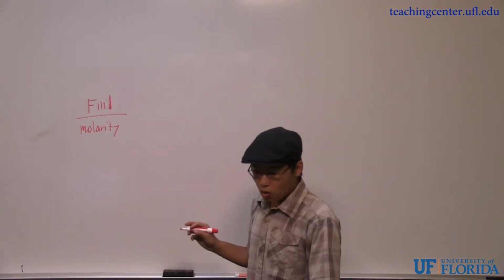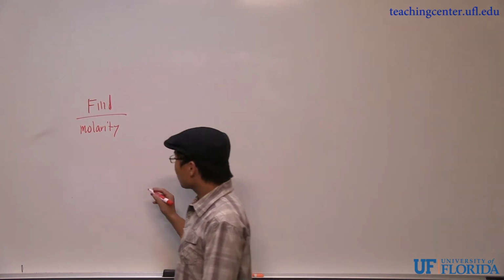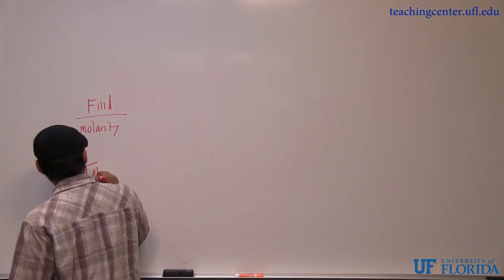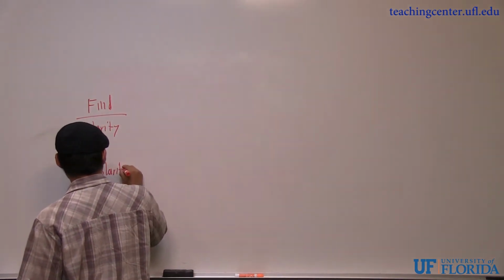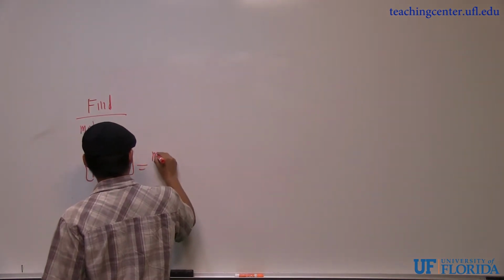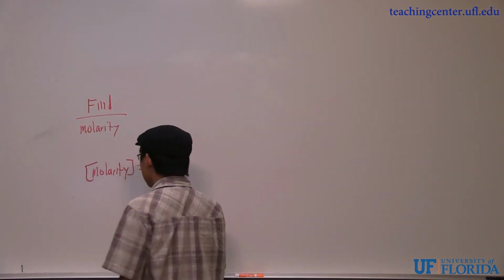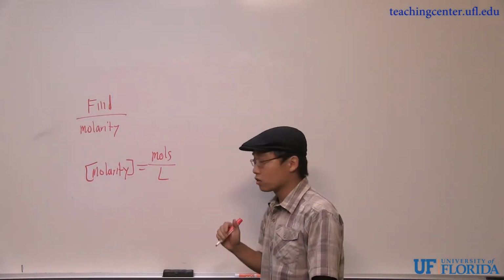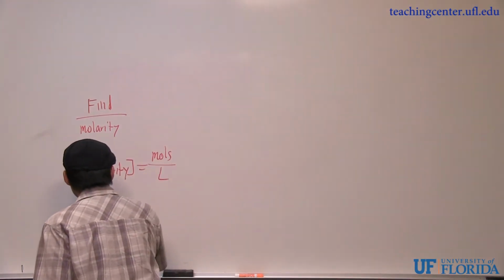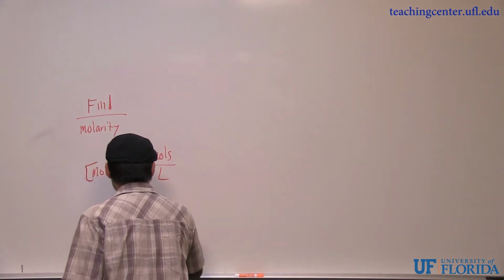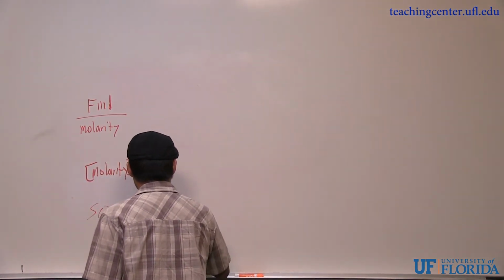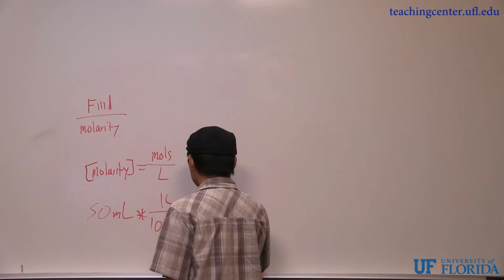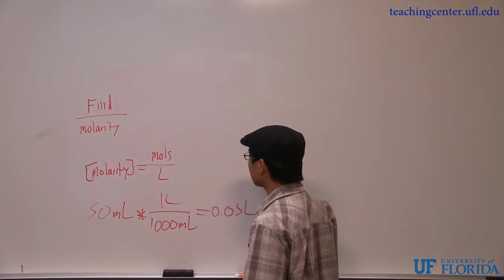So, what we know is that molarity is concentration, and this is simply moles per liter. Now, we already know our volume, which is 50 milliliters. So we can convert our 50 milliliters to liters, which is 0.05 liters.